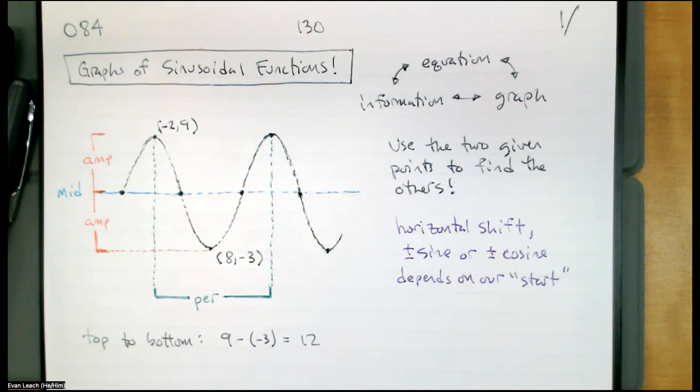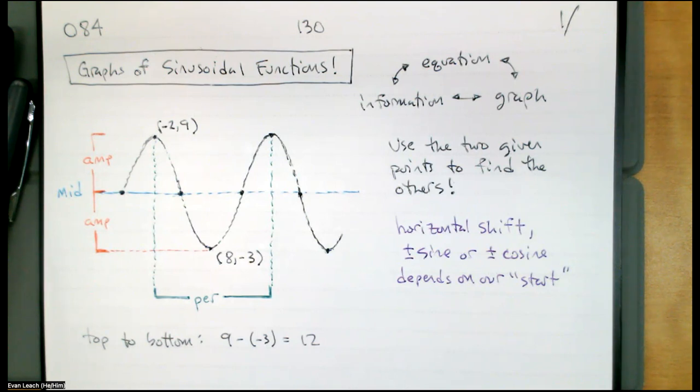So the things that we need to know are where the middle of the graph is. That's going to be our plus D. We need to know the amplitude, the distance from the middle to the top and the distance from the middle to the bottom. That'll tell us the value that we're going to use for A. We need to figure out what the period is, the horizontal distance between two corresponding points. I've labeled the horizontal distance between two top points.